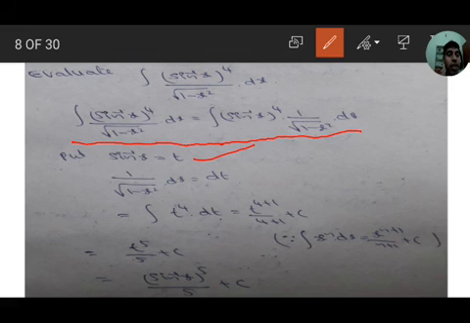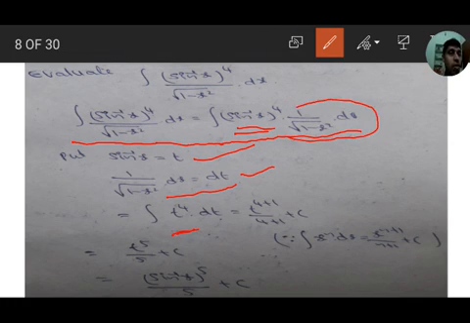Therefore, differentiate with respect to t, 1 by square root of 1 minus x square dx equal to dt. So substitution sin inverse x equal to t, so t to the power of 4 and 1 by square root of 1 minus x square dx equal to dt. So t to the power of 4 dt, integration t to the power of 4 dt, that is x to the power of n integration x to the power of n plus 1 by n plus 1 plus c.